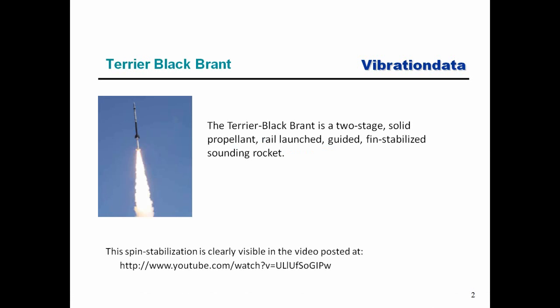So here we have a launch vehicle, and this is a suborbital launch vehicle. It's a sounding rocket. It is unmanned, and these are used for various kinds of NASA and scientific experiments. Typically, the vehicles would be launched in Wallops, Virginia, or White Sands, New Mexico, or occasionally out of Alaska, or maybe even Kwajalein. So this particular vehicle is a Terrier Black Brant. It's a two-stage, solid propellant, rail-launched, guided, fin-stabilized sounding rocket.